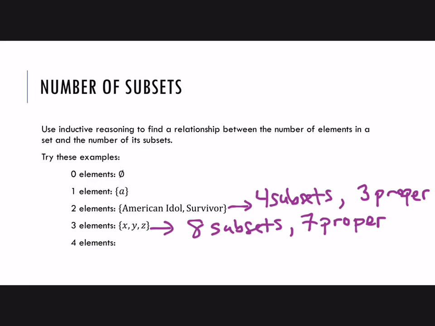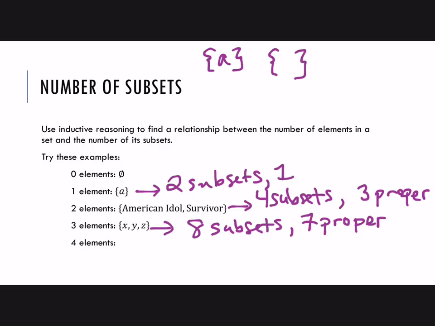Alright, how about a set containing 1 element? What are all of the subsets? Well, the set itself is a subset. That's a set containing 1 element. That's the only 1 element subset. And then we also have the empty set as a subset. So this one has 2 subsets, and only one of them is proper. The set itself is not proper.